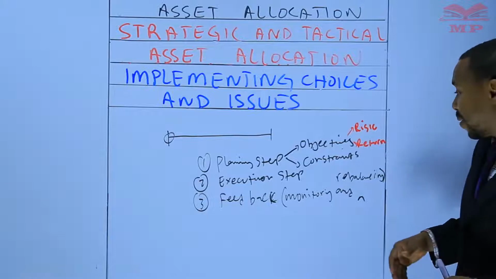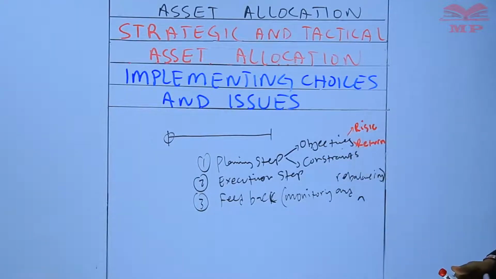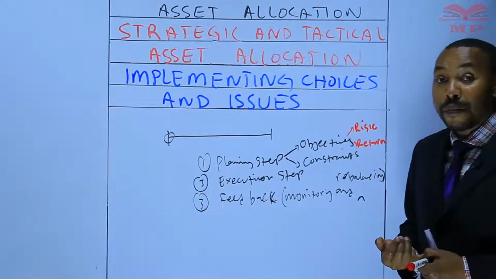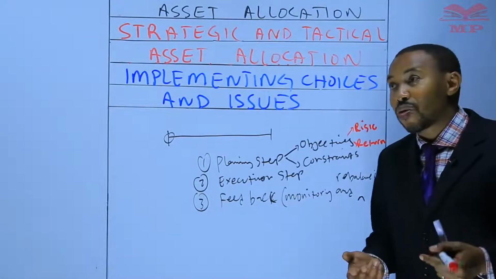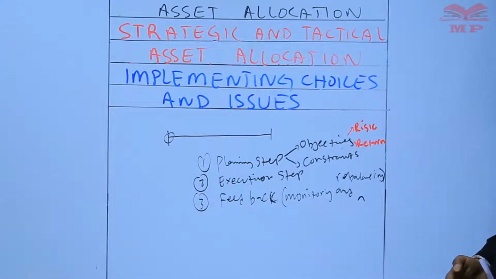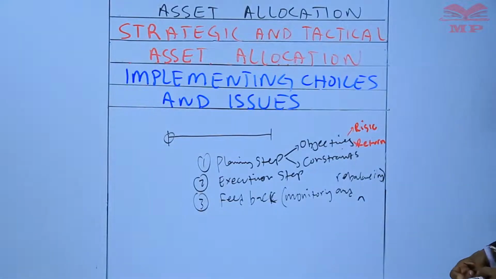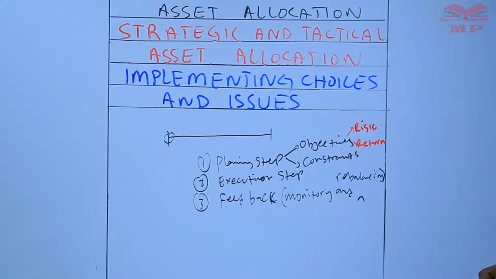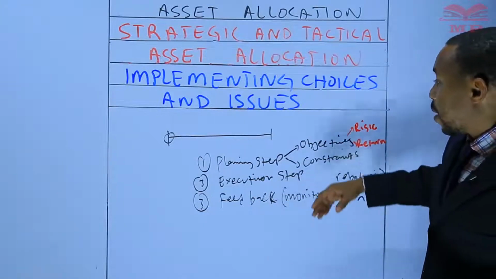We had already identified the objectives and the constraints, and we explained what they mean under different institutional investors. The institutional investors in this case could be commercial banks, insurance companies, foundations, endowments, and so on and so forth. So please go back to that lecture where we covered the objectives and constraints for those institutional investors.